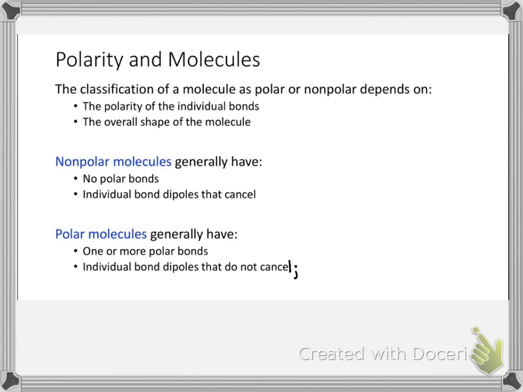So molecules also can be classified as polar or nonpolar. And it not only depends on what bonds they have and their polarity, but it depends on their shape. So it depends on how the bonds are oriented around that molecule. Now, if we were to really calculate if a molecule was polar or nonpolar, we would use vectors, and you add them and subtract them and put them all together.